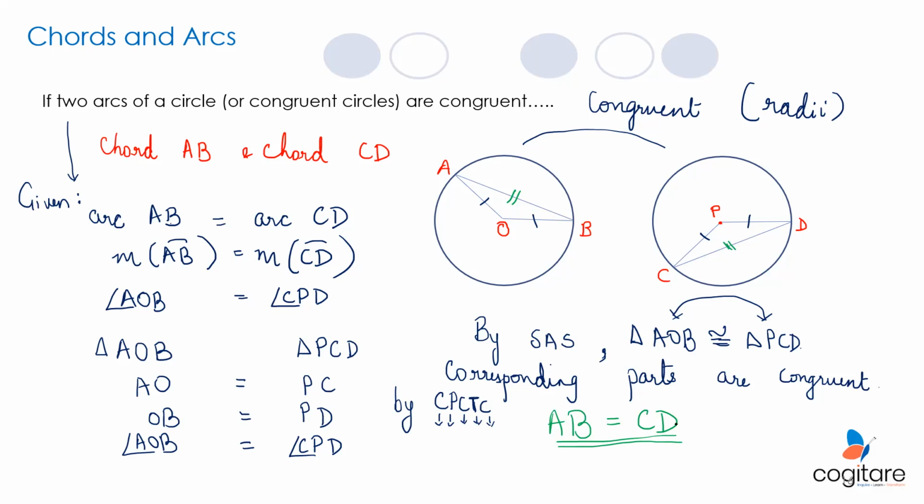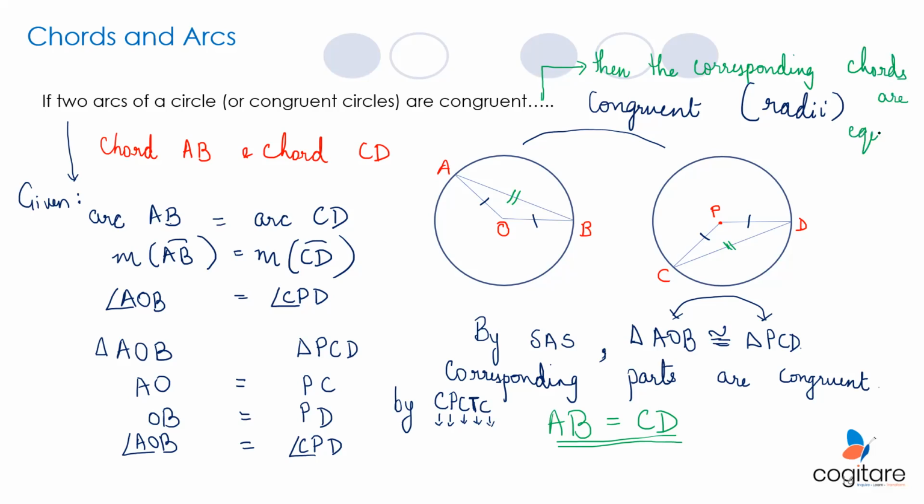And this is one of the outcomes of two arcs that are equal in the same circle, or two arcs that are congruent across congruent circles, and the conclusion is that their chords are also congruent. Okay, so if two arcs of a circle or congruent circles are congruent, let me complete the sentence on top here for you. Then the corresponding chords are also congruent, are equal.